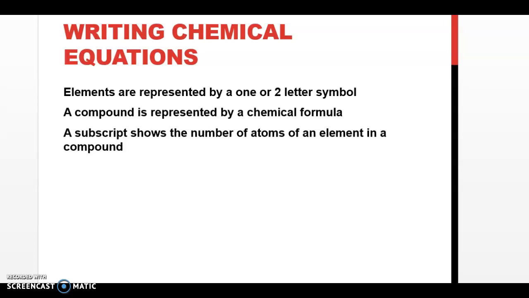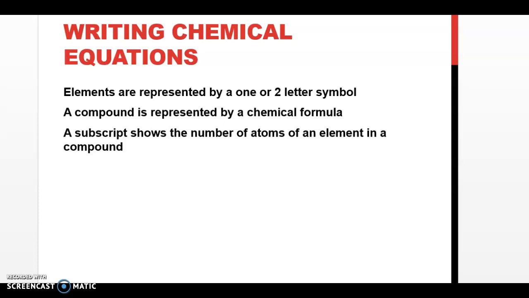So elements are represented by one or two letter symbols. We know that. Something like Fe for iron, H for hydrogen, O for oxygen, C for carbon, things like that. Every single element has that. When we start writing chemical equations, we're going to see those one and two letter symbols come into play because it makes things a lot easier than writing out every single word. And then a compound is represented by a chemical formula, something like H2O, CO2, C6H12O6.